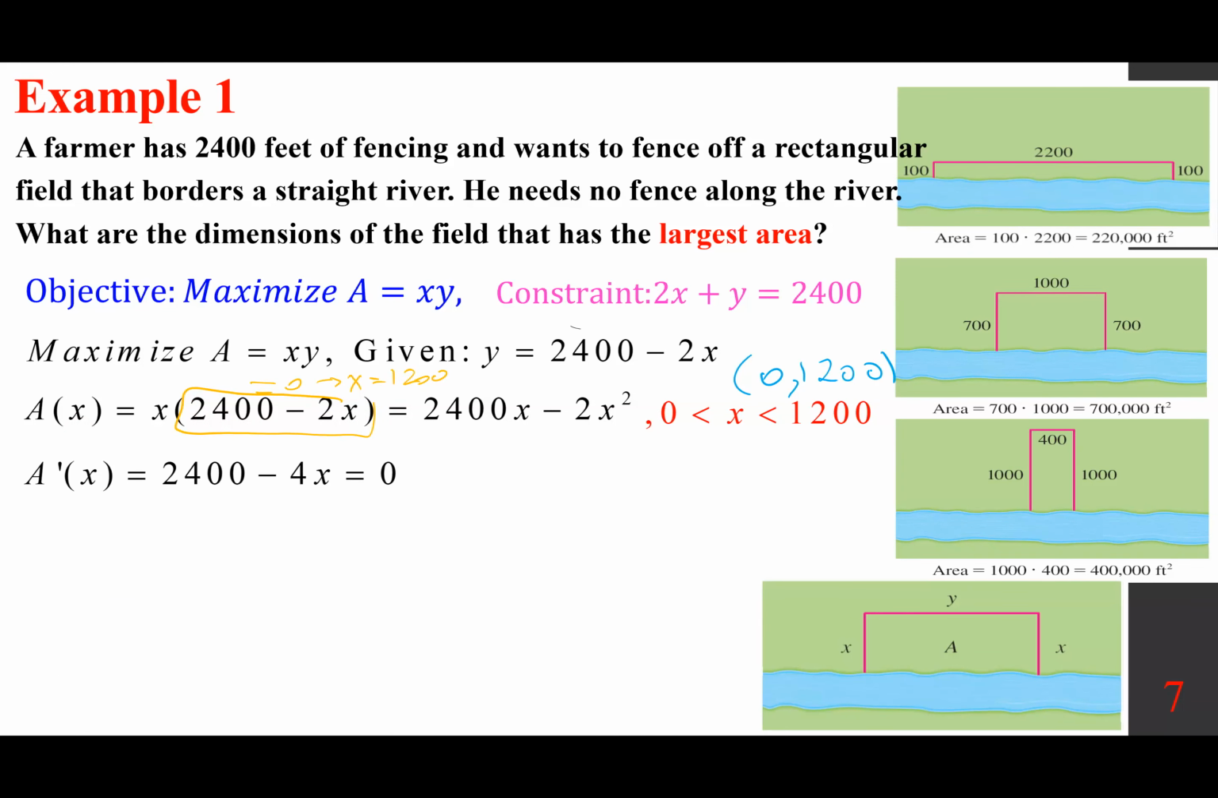We take a derivative. A prime is 2,400 minus 4x. Set it equal to 0, x becomes 600. We can do both ways. We can do the first and the second derivative test. I'm going to do both.